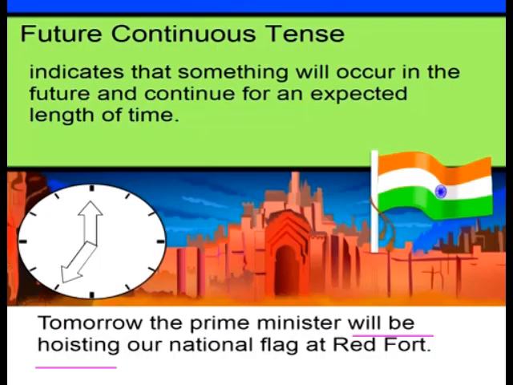Now that we have learned simple future tense, let us see future continuous tense. What is future continuous tense? It indicates that something will occur in the future and continue for an expected length of time. So future and it's continuing. Tomorrow, the Prime Minister will be hoisting our national flag at Red Fort. Will indicates that it's going to happen or it's in the future, and will be hoisting means that the action is continuing in the future for an expected length of time.